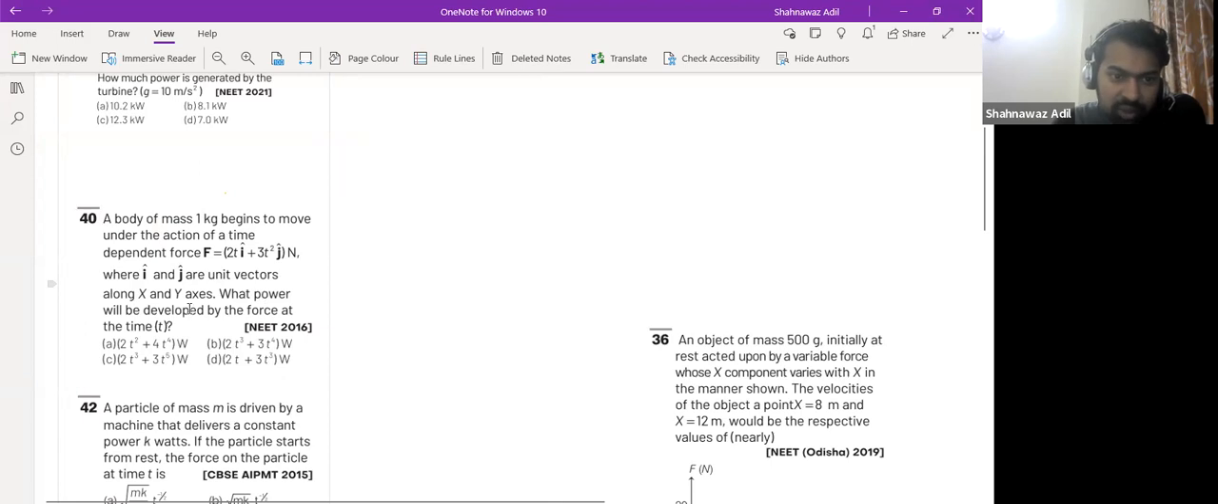What power would be developed by the force at the time? Right? You have to calculate the power. What power would be developed by the force at the time?